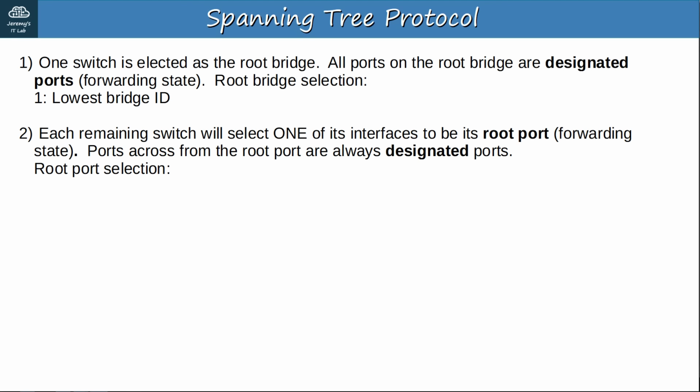The first criteria for root port selection is the port with the lowest root cost. However, what if a switch has multiple ports with the same root cost? In that case, the interface connected to the neighbor with the lowest bridge ID will be selected as the root port. Let's see an example.